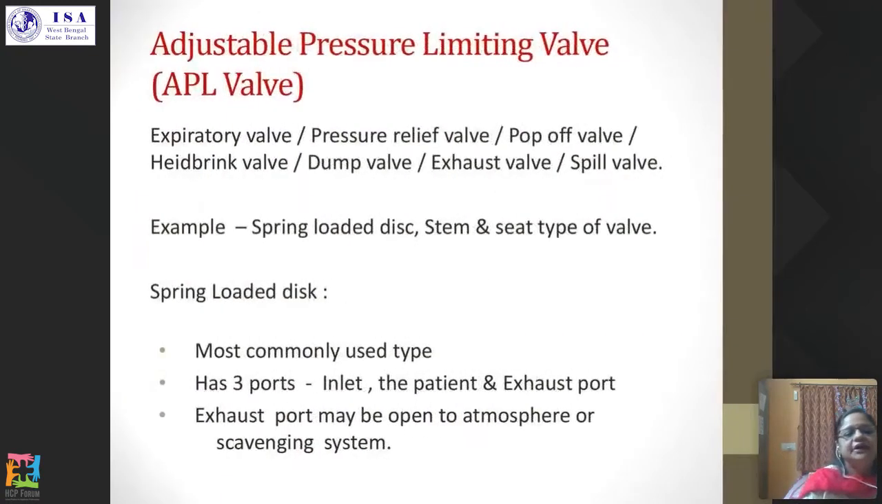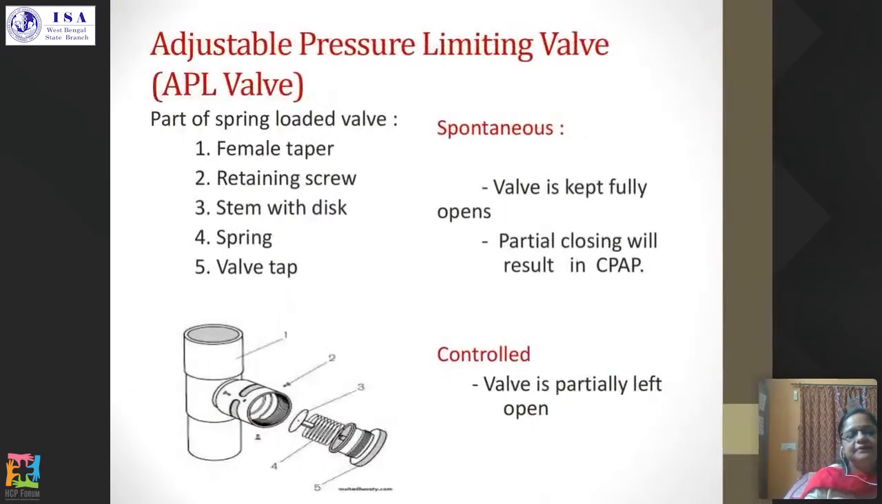Now, the APL valve is a very important part of the breathing circuit. It is also called the expiratory valve, the pressure relief valve, the pop-off valve, the Heidbrink valve, the dump valve, exhaust valve, or spill valve. Examples: the spring-loaded disc, stem, and seat type of valve. The spring-loaded disc is the most commonly used type. It has three ports: the inlet, the patient, and the exhaust port. The exhaust port may be open to the atmosphere or the scavenging system.